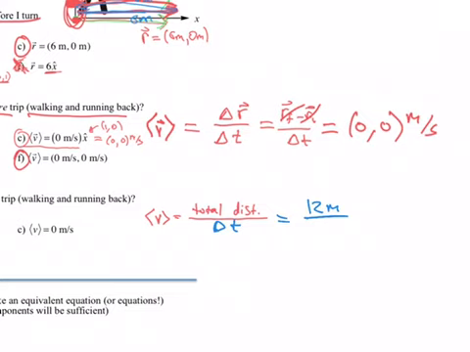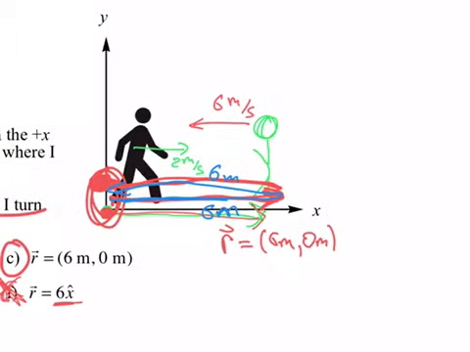And then what is delta t in this case? Well, our original speed was 2 meters per second. So in order for us to go 6 meters, that's going to take 3 seconds. So the trip this way, the delta t this way, is going to be 3 seconds.